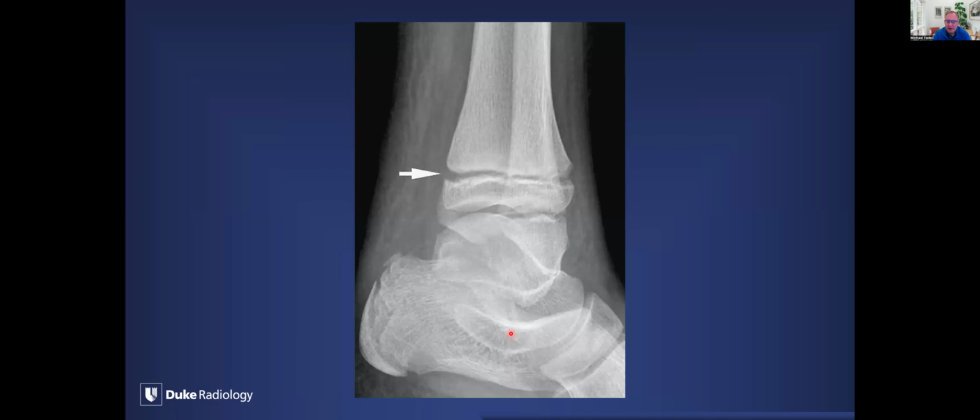So here's an example of a Salter-Harris type 1 injury where we've actually got widening of the growth plate, kind of a subtle finding. The idea behind the Salter-Harris classification is as the numbers increase, the likelihood of some type of growth arrest or bony bar formation in the physis also increases.